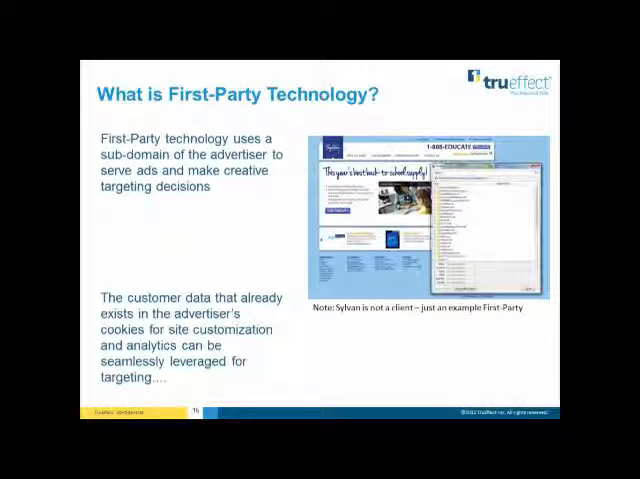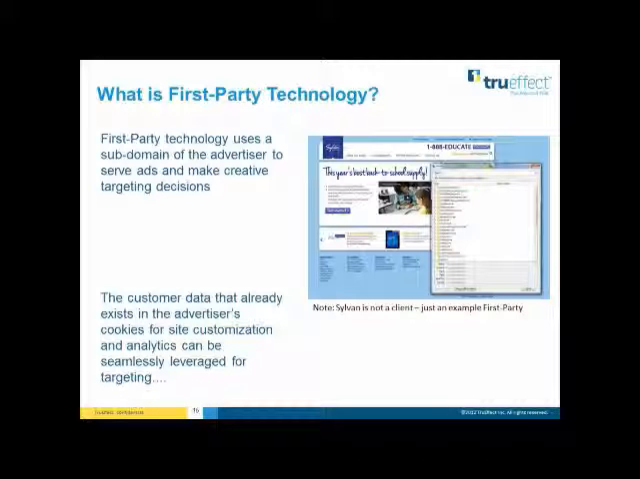Now, first-party technology is the next piece that we want to get a little foundation on, now that we have a clearer understanding of what we mean when we talk about first-party data. The technology that I'm going to describe here today is anything that operates within your domain. And so normally it's going to require a subdomain.